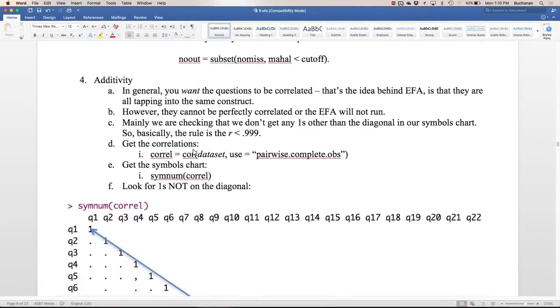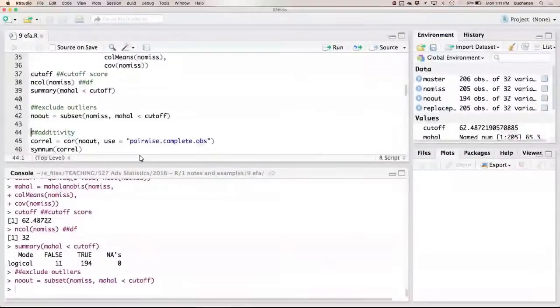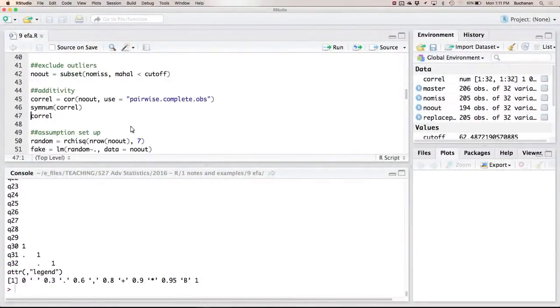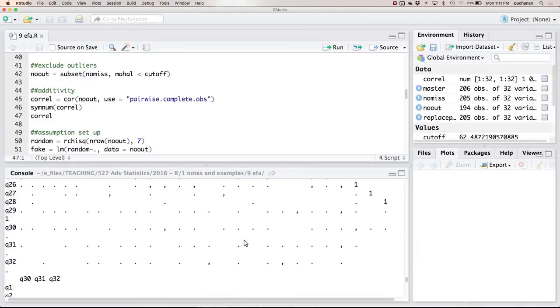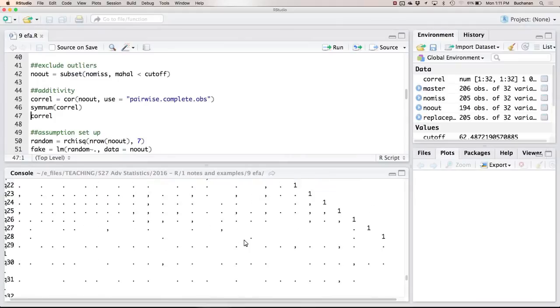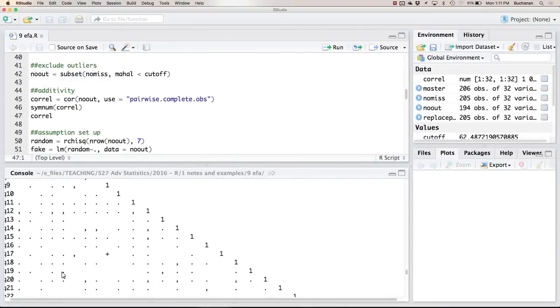In general, we want correlations. EFA, the whole point is correlations. So we're just going to make sure that we don't have anything that's too correlated, so when this runs, you know why it doesn't run. This is going to be a big table. So mainly I'm looking for anything that is a 1 that's not this diagonal. So a perfect example of this happened this year. I do have a plus, that's okay.